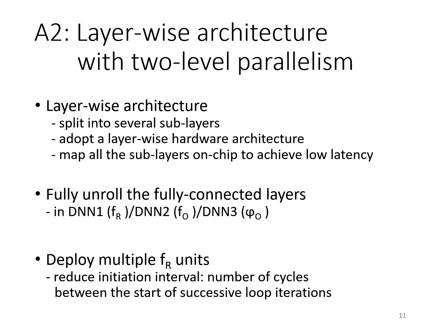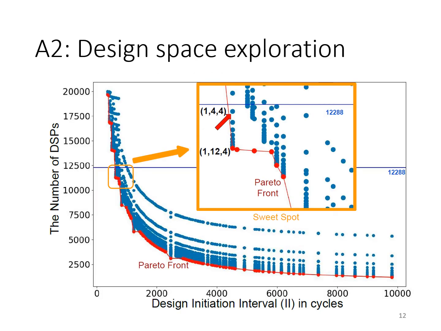Finally, we also deployed multiple copies of the FR unit, each processing a vector of the B matrix. Thus, multiple columns can be processed simultaneously to increase the design parallelism and reduce the design initiation interval as well as the latency. A performance model and hardware resource model are designed to do the design space exploration.